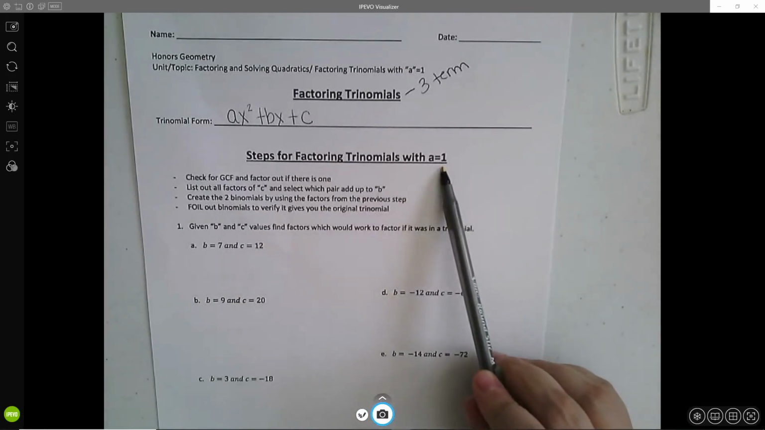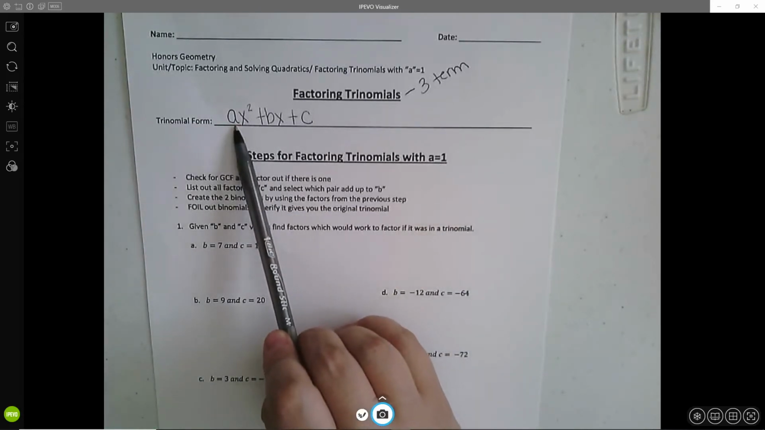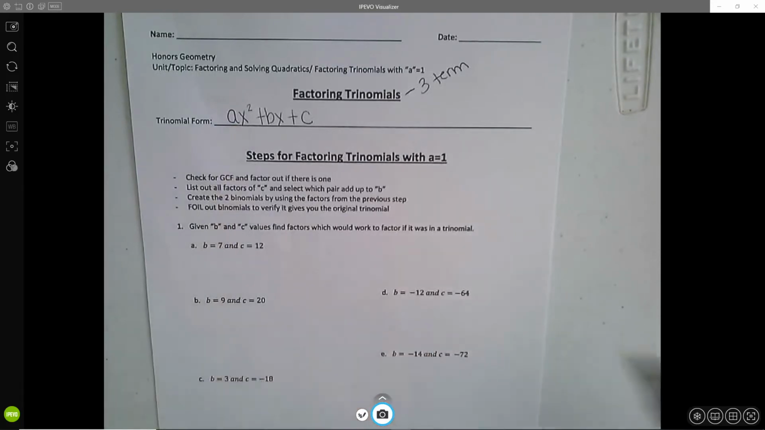First off, we're dealing with when a equals 1. So if I go up here, we're dealing with where there's no number or a 1 in front of our x squareds. If we walk through the steps, the first thing we're going to do is check for a GCF and factor it out if there is one. Whether it's a number, a variable, or both, we're going to factor it out.